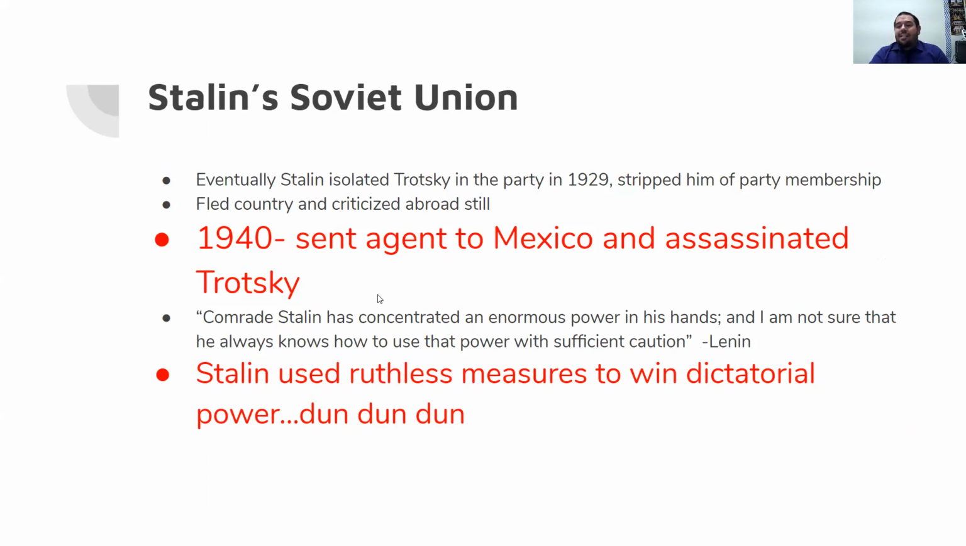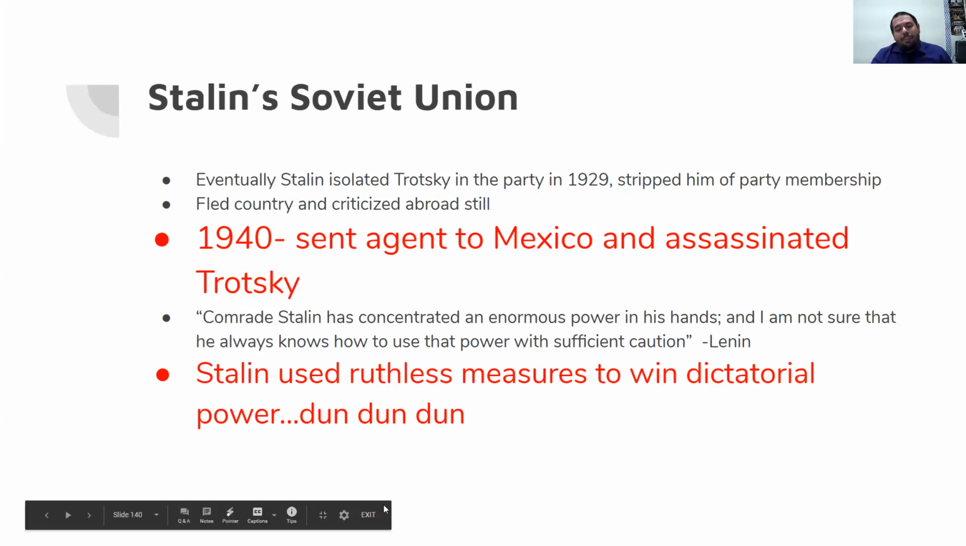And Lenin said this about Stalin before he died: Comrade Stalin has concentrated an enormous power in his hands, and I'm not sure he always knows how to use that power with sufficient caution. So he's predicting Stalin's going to be out of pocket. Stalin will use ruthless measures to win dictatorial power. Dun, dun, dun. That's Joseph Stalin.